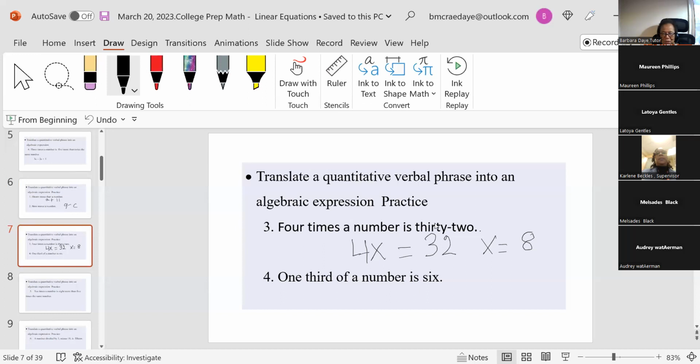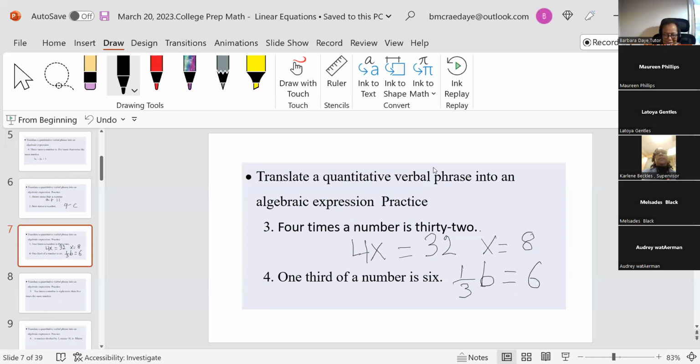Okay, Mercedes, 1/3 of a number is 6. What should I write? 1 over 3. Okay, 1/3. One third of a number. What's your number? You could say B. Okay, 1/3 B is what? Equal. 6. And what is it equal to? 6. That's it.